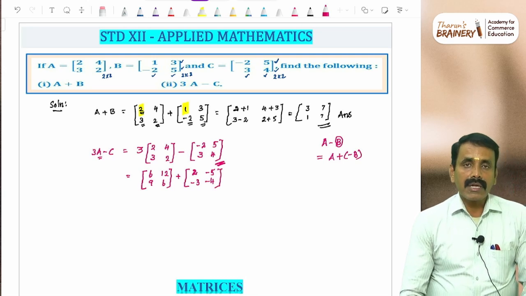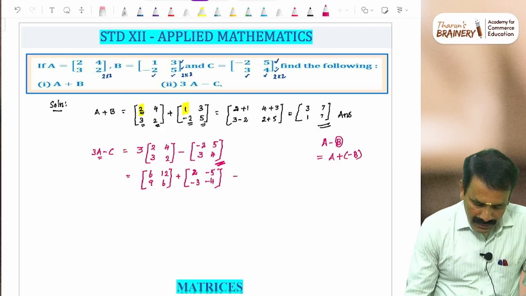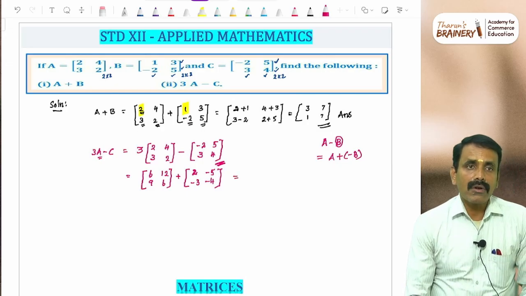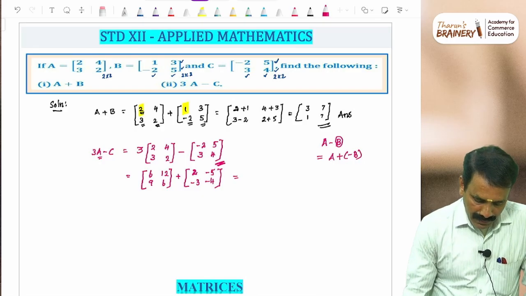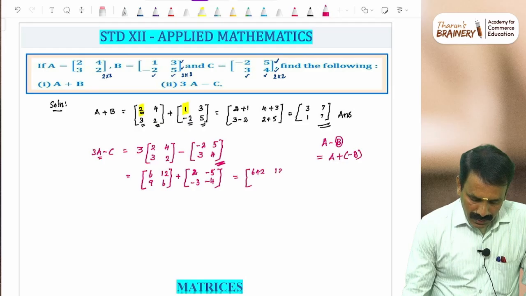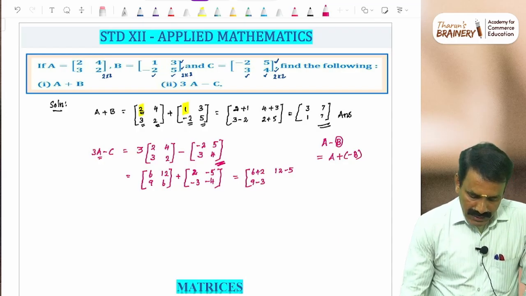Now, the subtraction is converted to addition. So, I perform the addition now. How to add? Because these two matrices are of the same order, corresponding elements will be added. I add. So, 6 plus 2, 12 minus 5, 9 plus of minus 3, which is nothing but 9 minus 3, last one 6 minus 4.